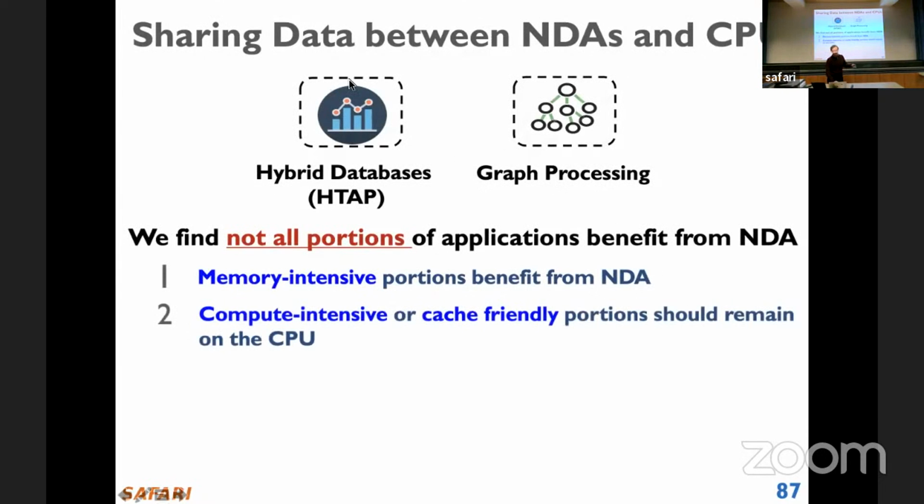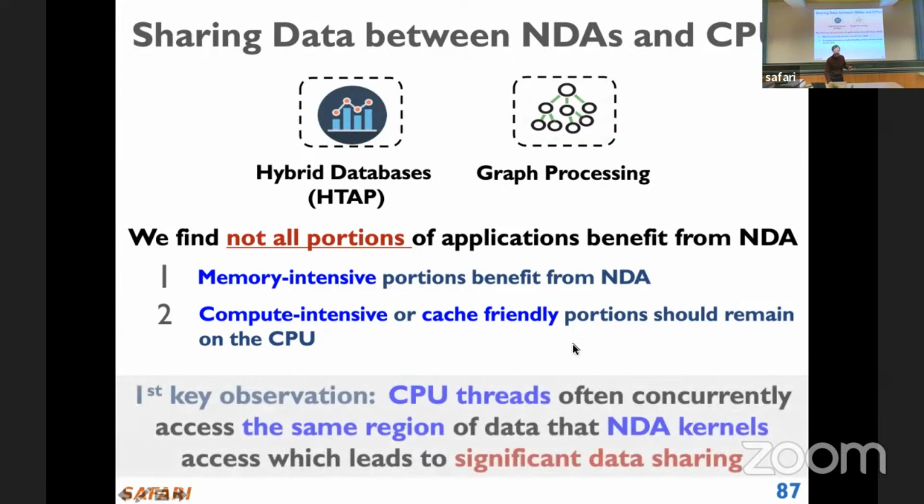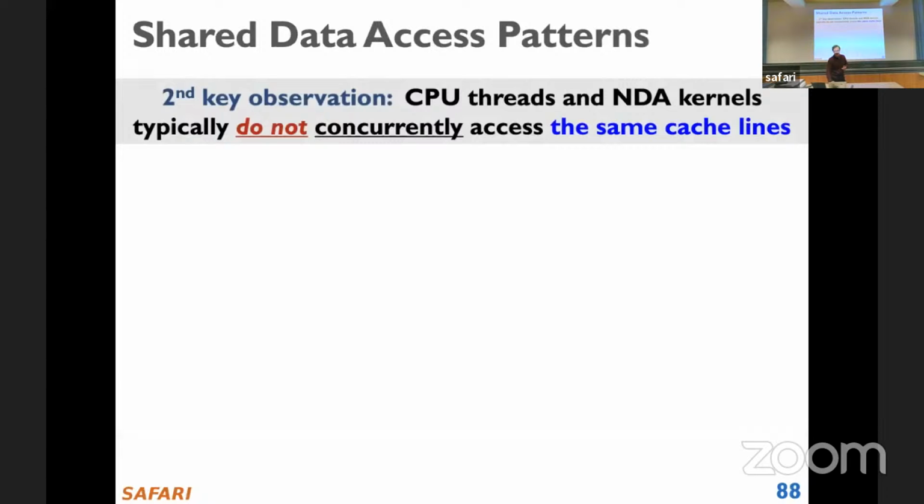If you want to do near data processing, applications require partitioning across CPUs and main memory. For example, memory-intensive portions benefit from processing in memory, but compute-intensive or cache-friendly portions should remain on the CPU. And that's what leads to the coherence problems, basically. So this paper observes that CPU threads often concurrently access the same region of data that NDA kernels access, which leads to significant data sharing. The second key observation is that CPU threads and NDA kernels typically do not concurrently access the same cache line. So there's false sharing, actually, if you think about it in the region.